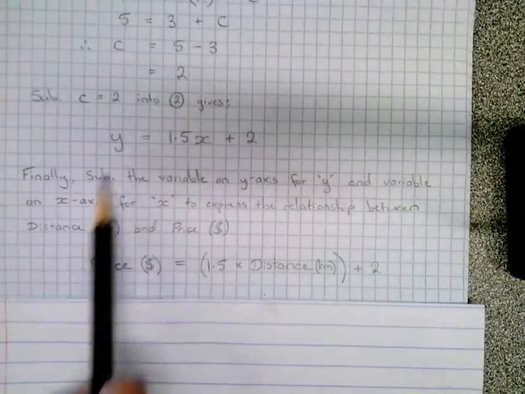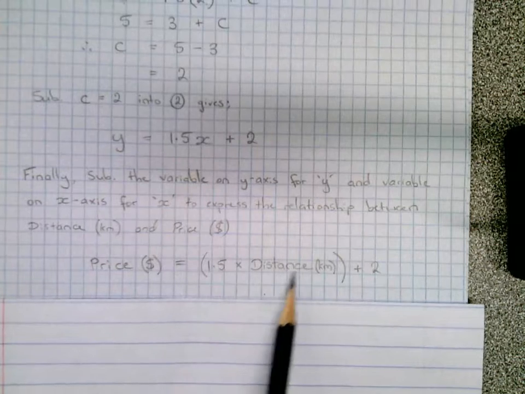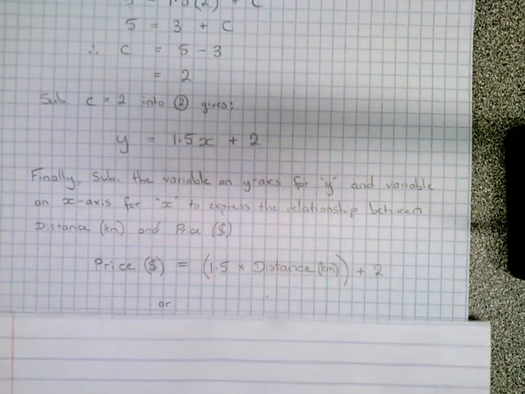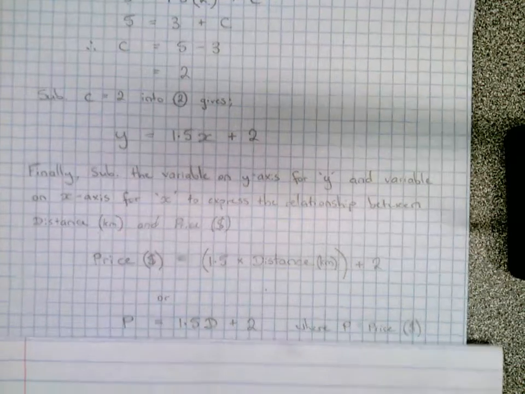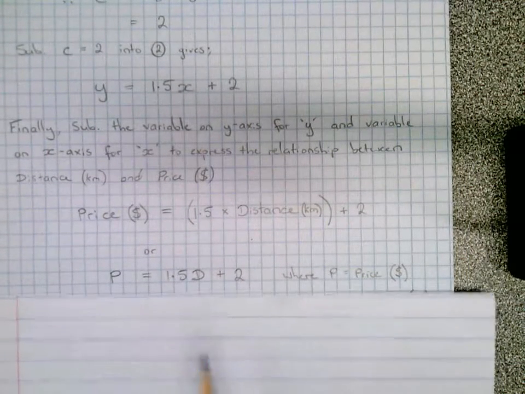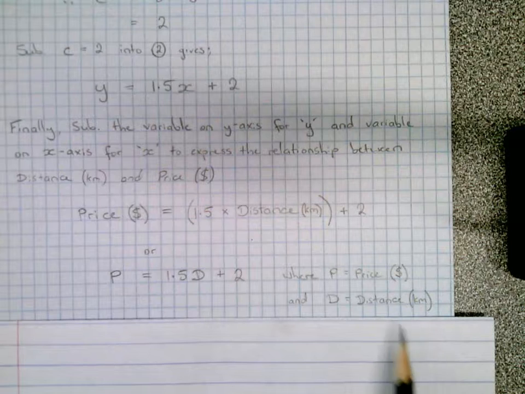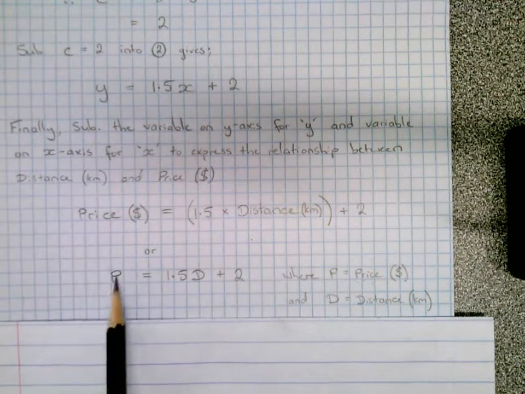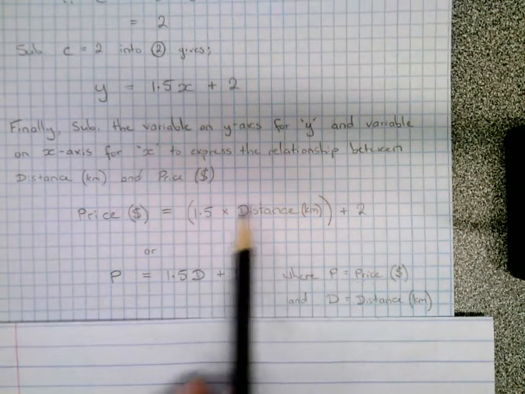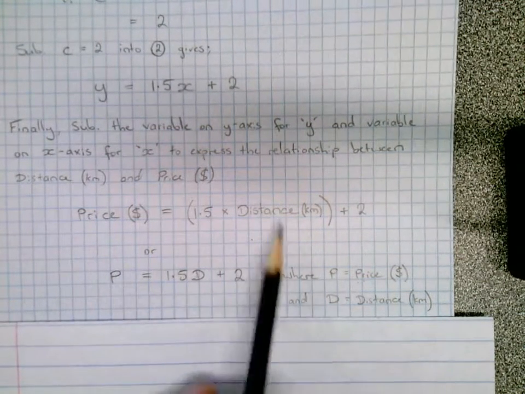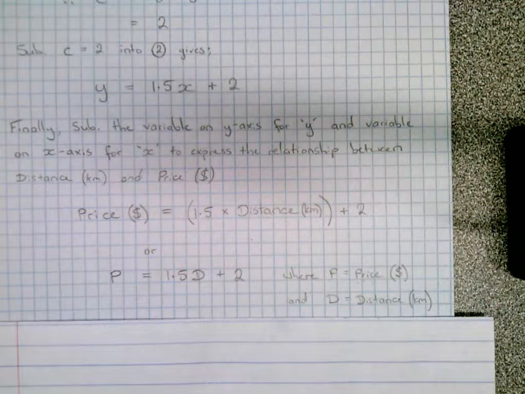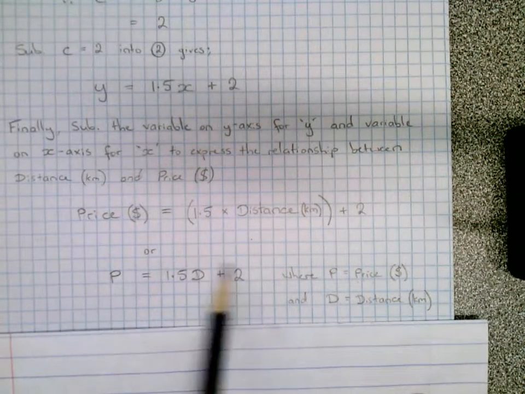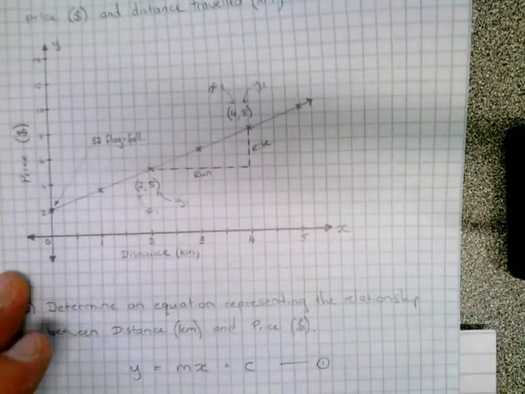So where I found y, I put price. Where I saw x, I put distance. And I've shorthanded that to p equals 1.5d plus 2, where I've then defined what these variables p and d refer to, being p the price and d the distance. And we have an equation representing the graph.